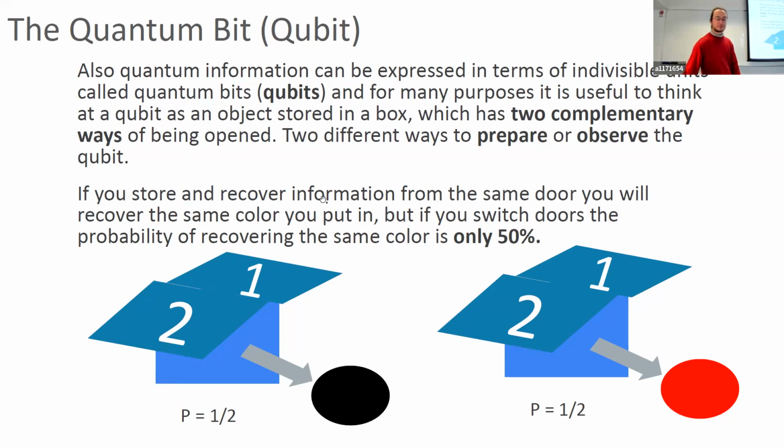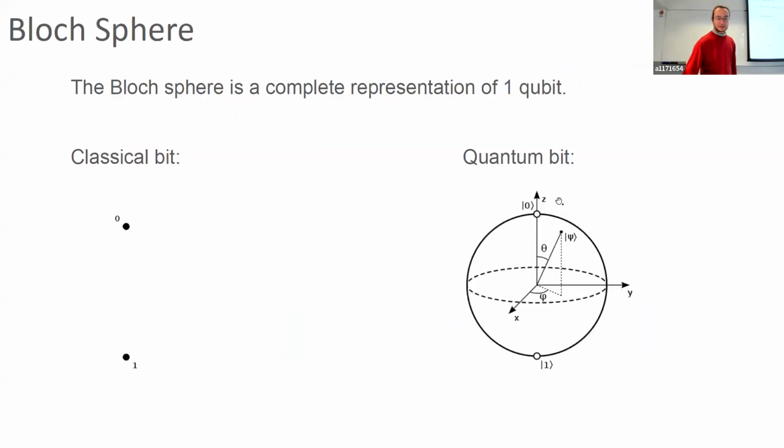But if you read it in a different way, for example, you might get a 50-50 chance of getting a black or getting a red. So the result we will see is not random per se. I mean, it is random, but in a very specific way. Okay, let's go into a bit more detail.